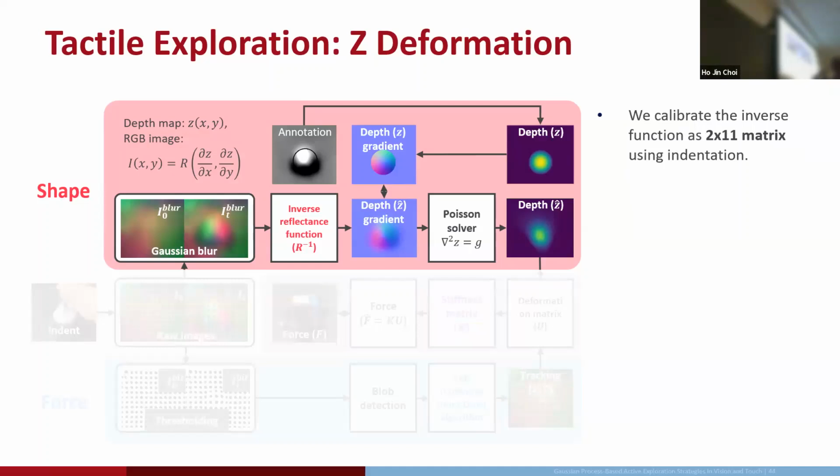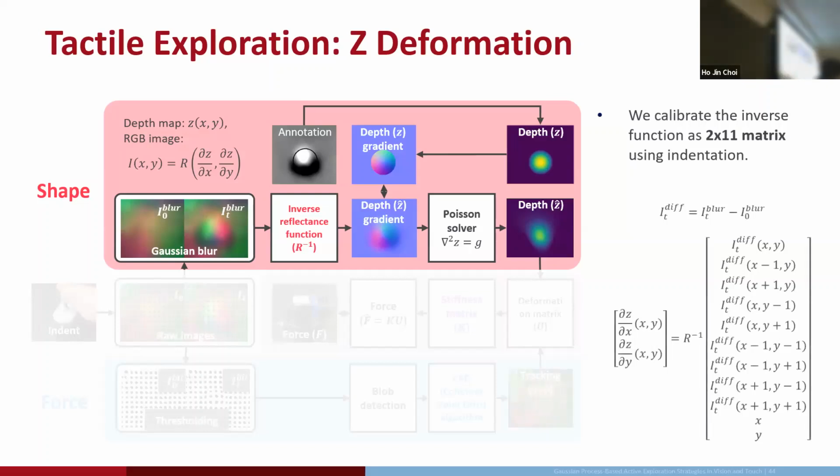there's a relationship between color and depth through a kind of reflective function. So the gradient of the color image with respect to the pixels has a relationship with the depth gradient. So if we find this inverse reflective function, we can take the image pixel colors and convert them back to the depth gradient, and if we use a Poisson solver, we can get the actual depth. However, this reflective function is very nonlinear and is not known for this elastomer. So what we do is we model it as a 2x11 matrix, and then we calibrate it using a formulation where the reflective function is a matrix multiplication with the pixel color, its neighbor pixels, and its pixel position. Then we can get the approximate depth, which is the deformation in the z-axis.